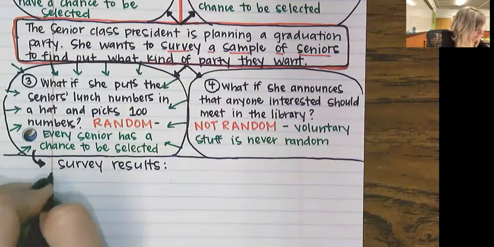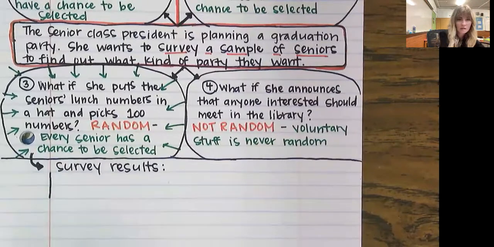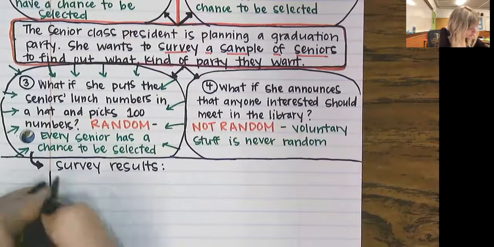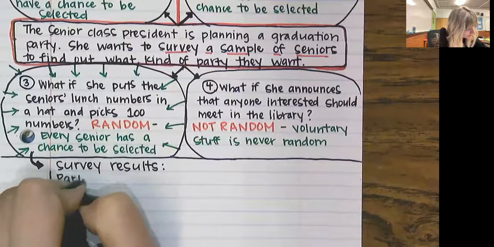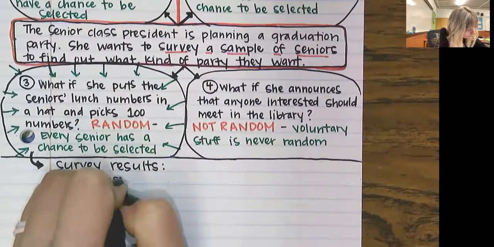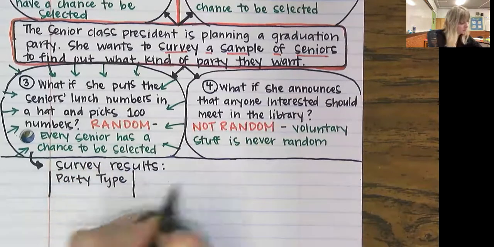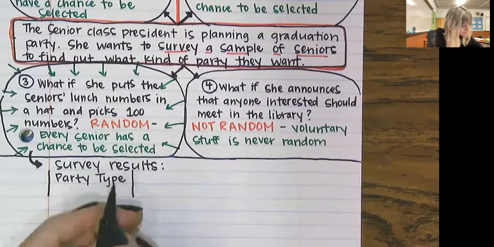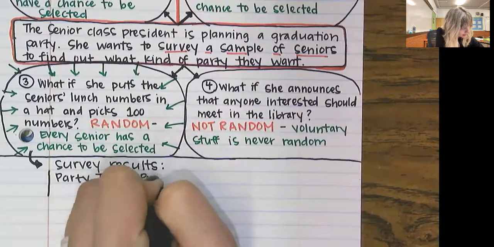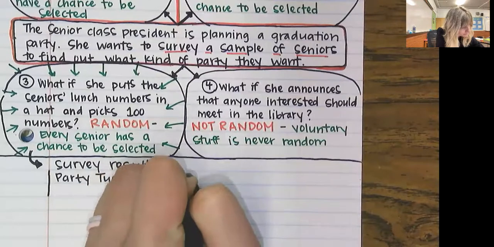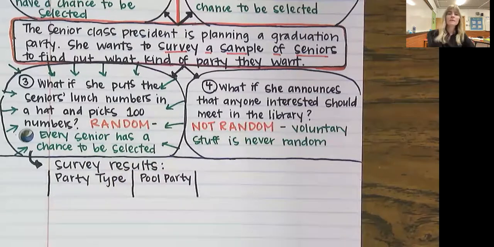So we're going to make a table here. It's going to be 2 lines long. So I'm going to draw a line like that. I'm going to put right here, party type. And I'm going to draw another line there. I'm going to tell you the 3 party types. I'm going to write them across here. Party type number 1, first option was a pool party. That was an approved senior graduating party, a pool party.